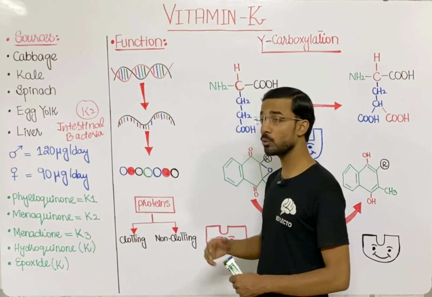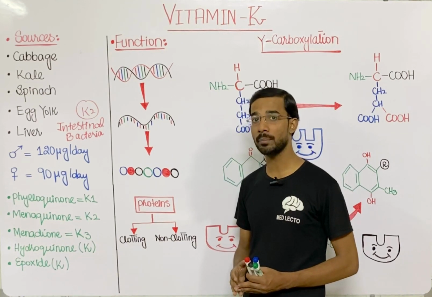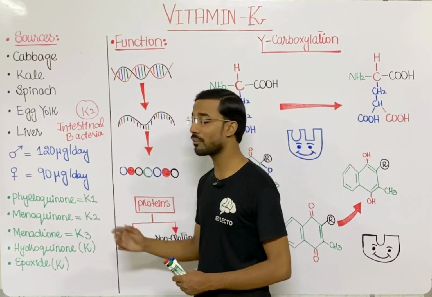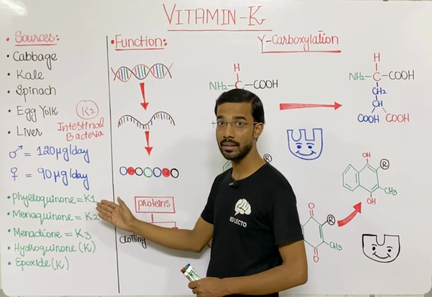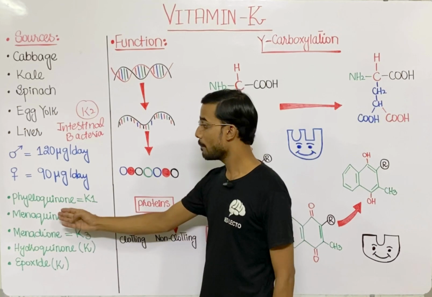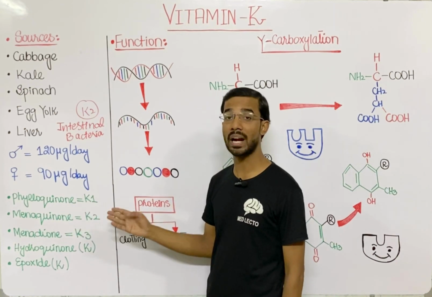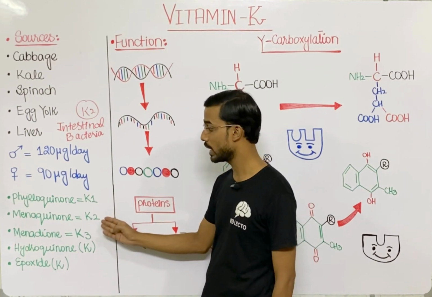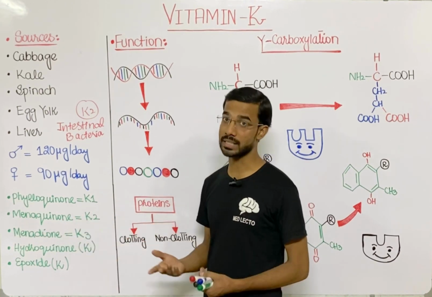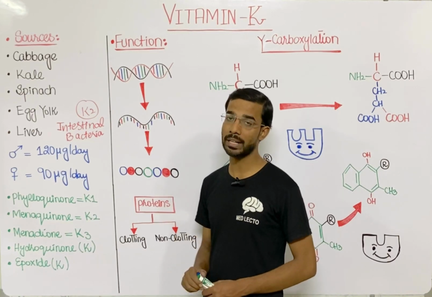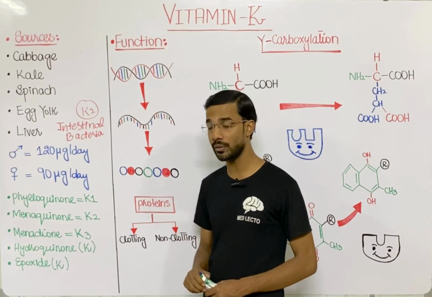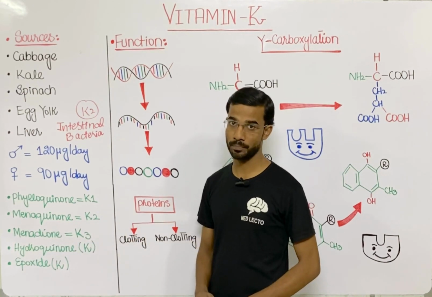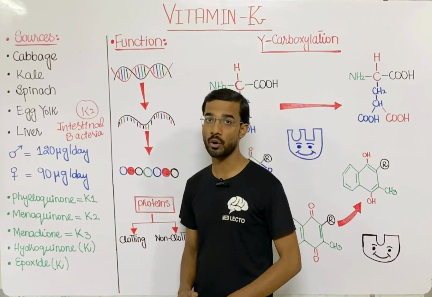Okay, so if we quickly revise the different forms of vitamin K which we discussed in the previous lecture. First one is phylloquinone, that is vitamin K1, the plant source. Menaquinone, vitamin K2, is the source from intestinal bacteria. Menadione is the synthetic form, and the different forms of vitamin K that form during the reaction are the hydroquinone and the epoxide form. So here are basically the different forms of vitamin K.